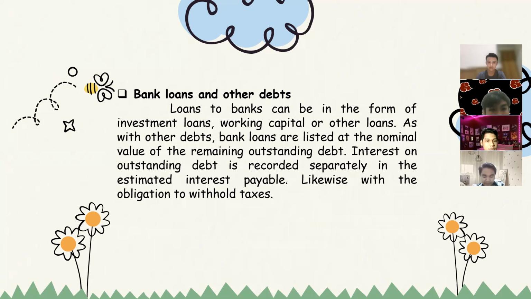And the next is bank loans and other debts. Loans from banks can be in the form of investment loans, working capital, or other loans. As with other debt, bank loans are listed at the nominal value of the remaining outstanding debt. Interest on outstanding debt is recorded separately in estimated interest payable. Likewise with the obligation to withhold tax.